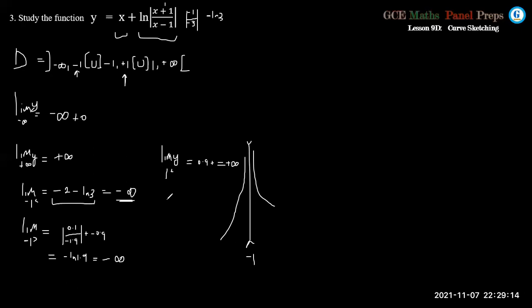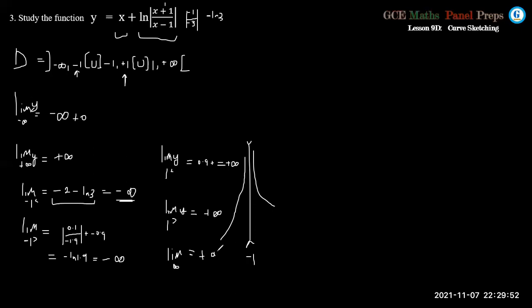Then we take the limit of y as x tends to 1 now from above. So this will be equal to, even from above, we are still going to have positive infinity. And then the limit as x tends to positive infinity will be the same as the limit at negative infinity, because all of this will just give us the 1, which is 0, plus positive infinity. This will be equal to positive infinity.